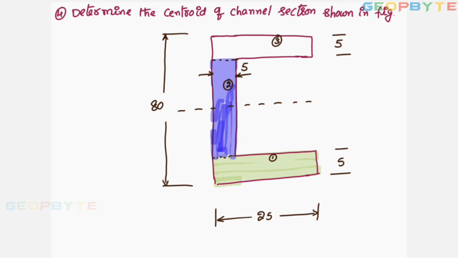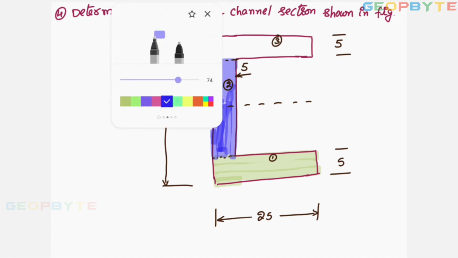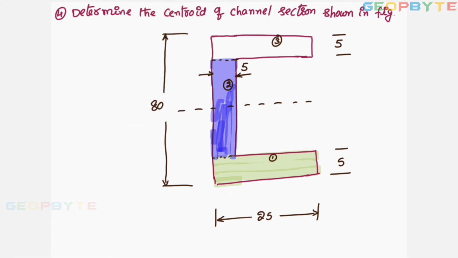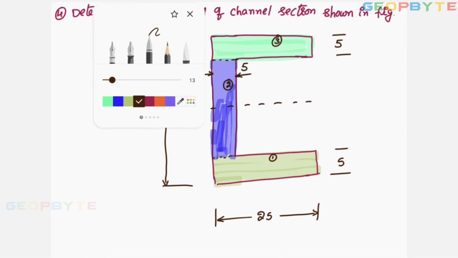This is the second section. And the third section is like this. This is your third section. Now let us mark the width and depths.